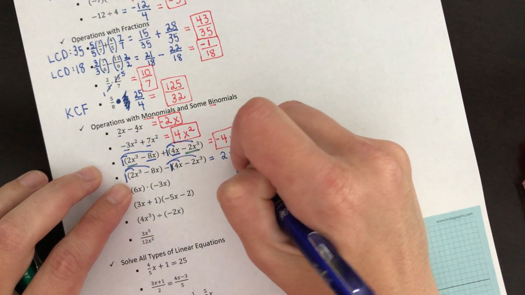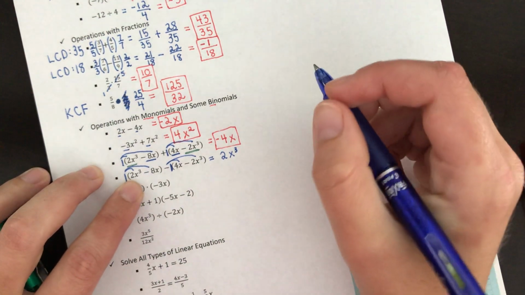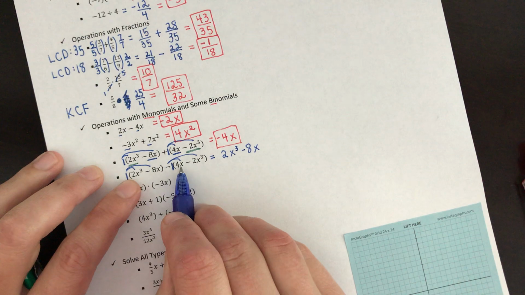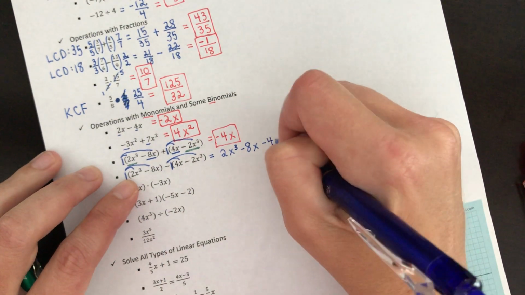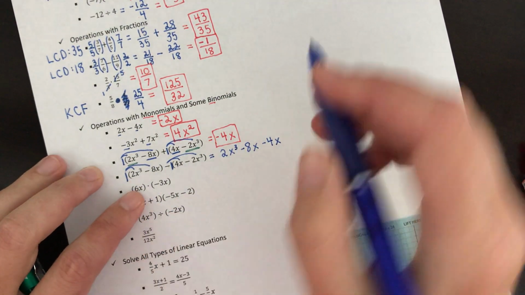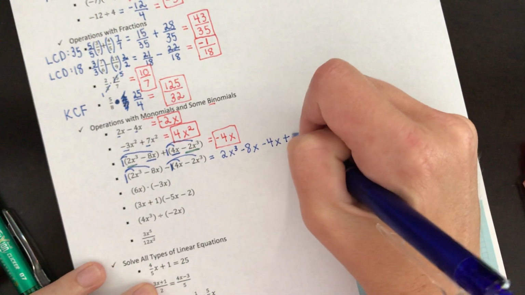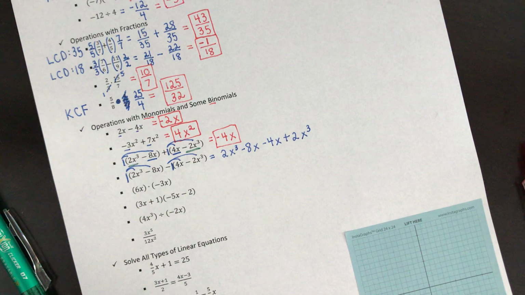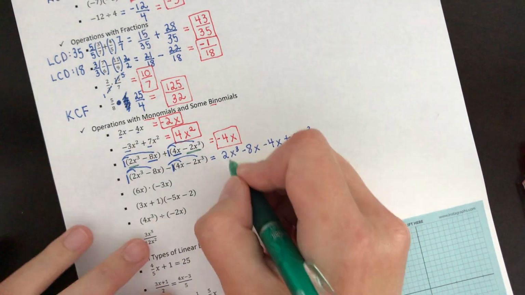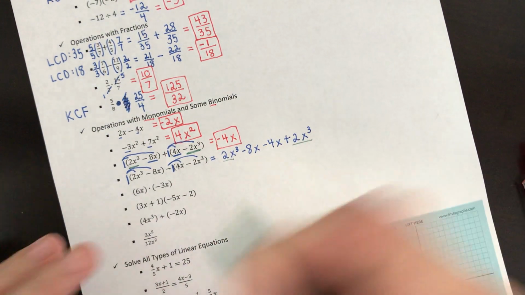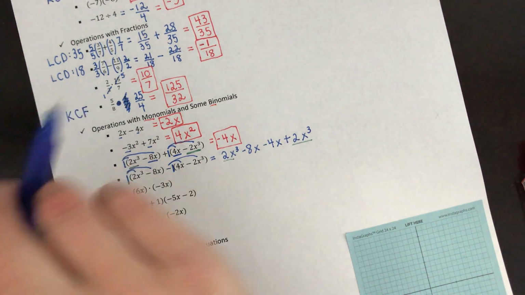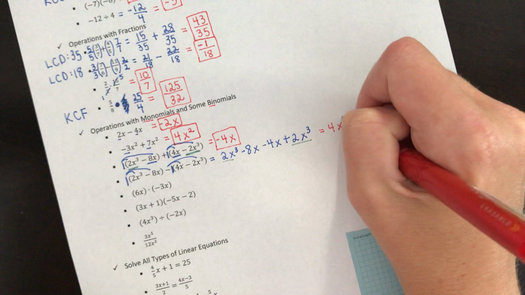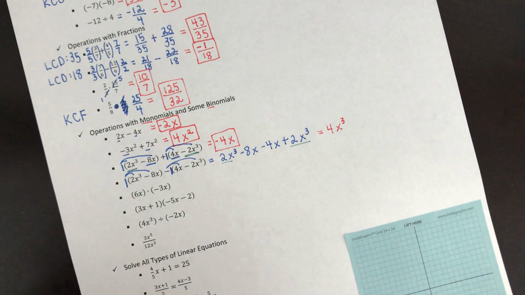But let's go ahead and clear the parentheses since they're not needed anymore. So 2x cubed minus 8x. And then negative 1 times 4x is negative 4x. Negative 1 times negative 2x cubed, excuse me, is positive 2x cubed. Okay, so now I can go ahead and combine like terms. And I've got 2x cubed and 2x cubed. So I look at my coefficients, and that's 2 plus 2, which is 4. And remember, the variable stays the same when I'm adding and subtracting.